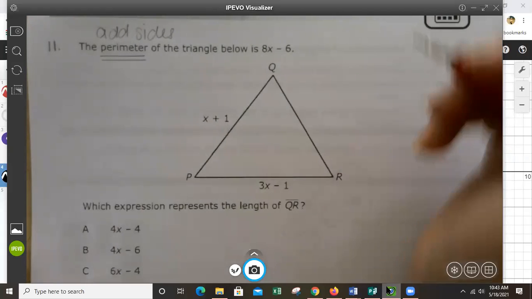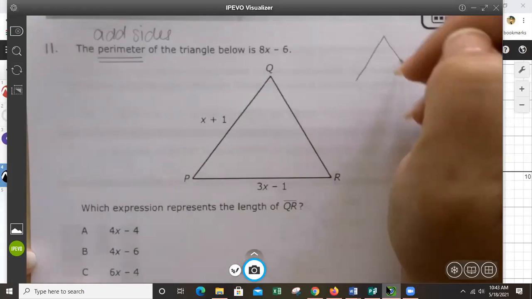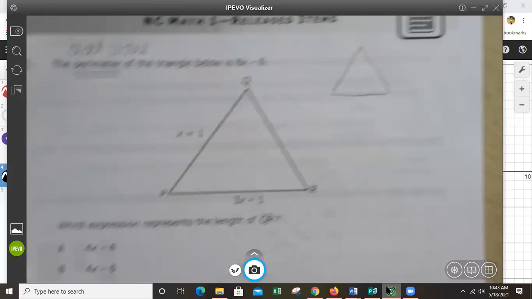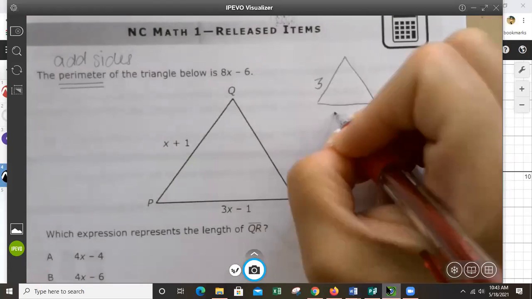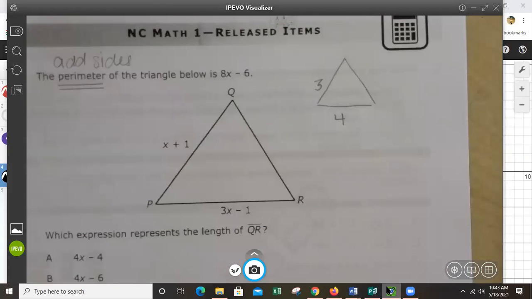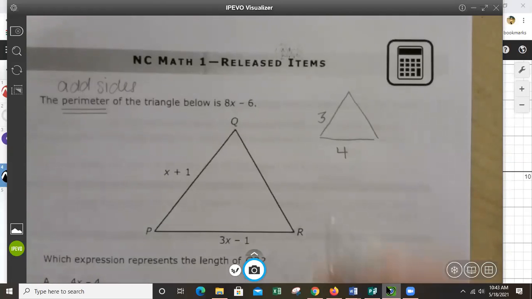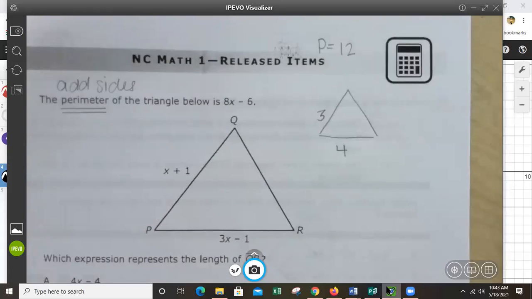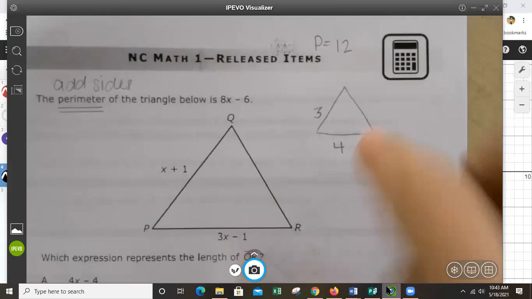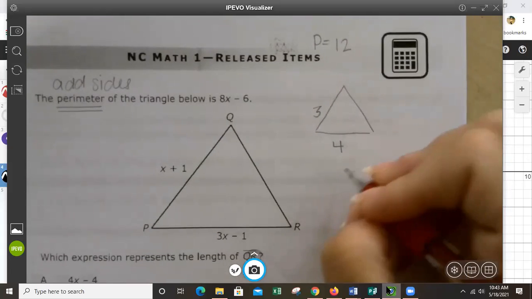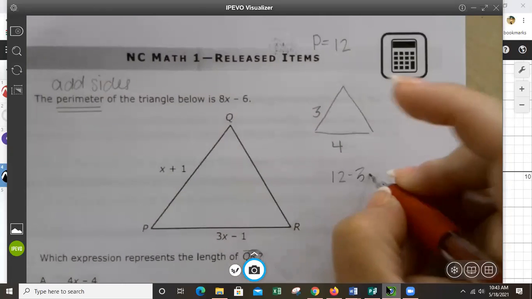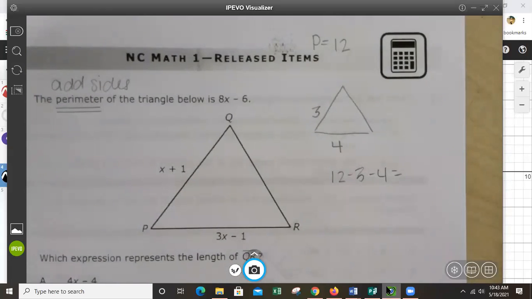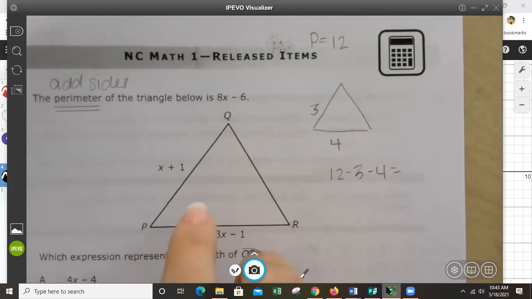All right, so let me ask you this. If I give you a triangle, and I give you the sides are 3 and 4, but that the perimeter is 12, how would I find that third side? I would subtract those sides from the 12, right? It's the exact same thing that you're going to do right here.